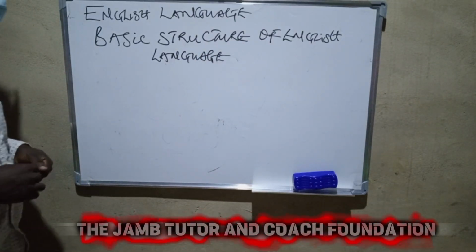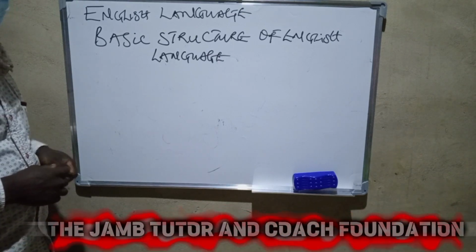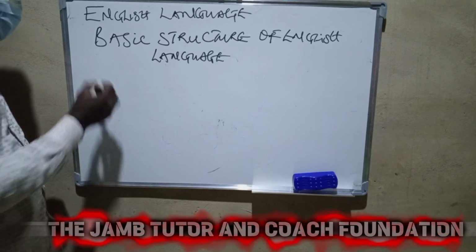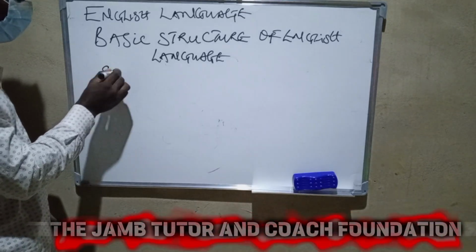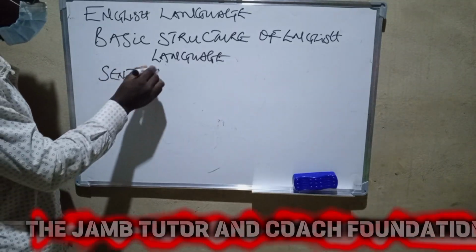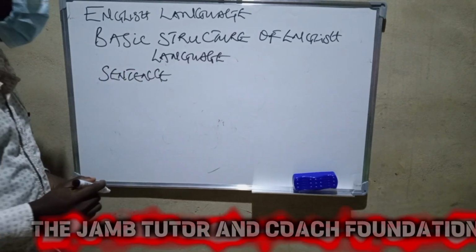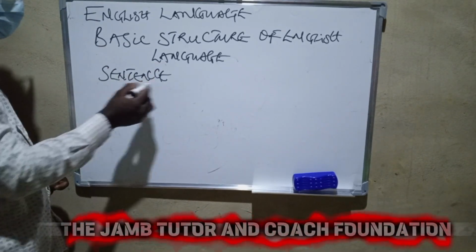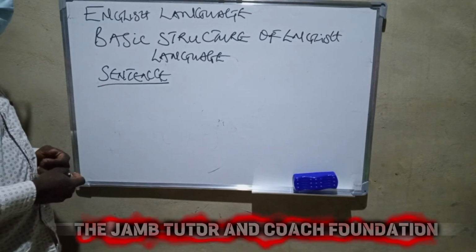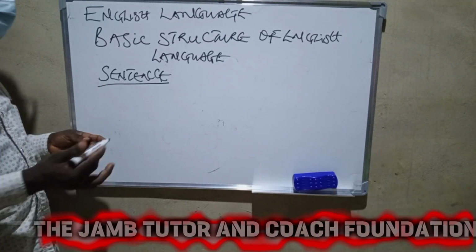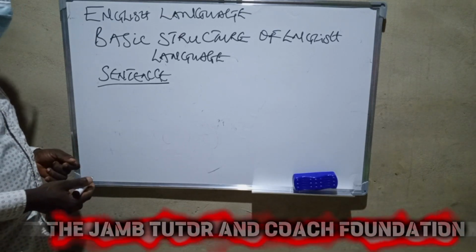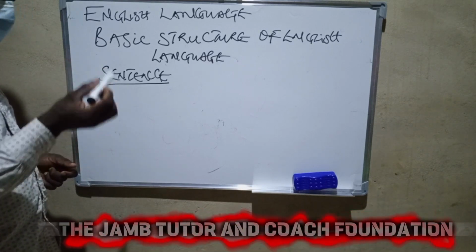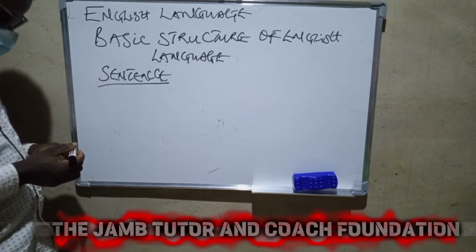So it's very important you note the basic of English language. And the basic of English language is the sentence. The sentence is the basic structure of what? English language. Now, a sentence has different elements. There are different things that come together to form a sentence, and it is very important to know these elements that come together to form a sentence.